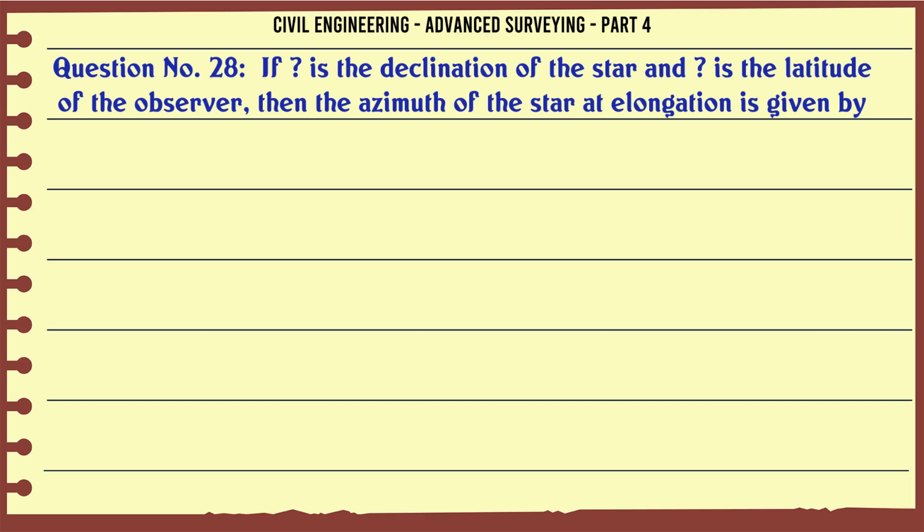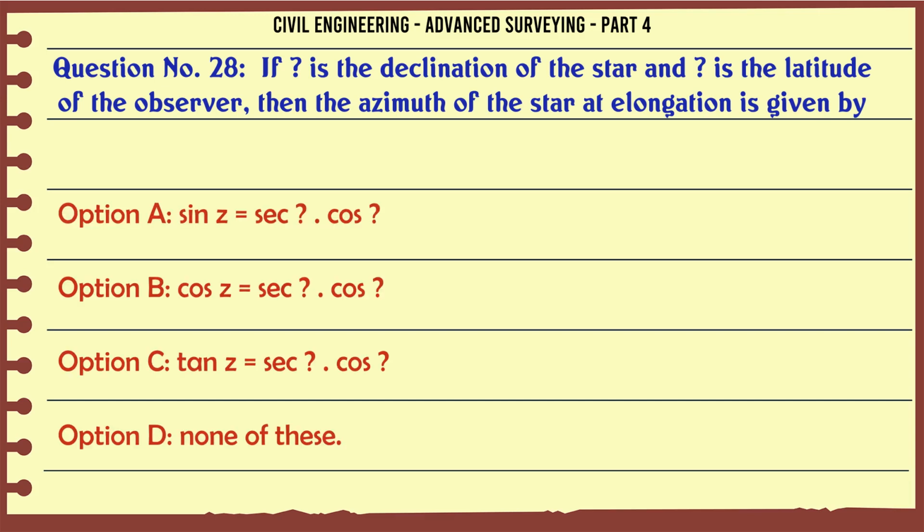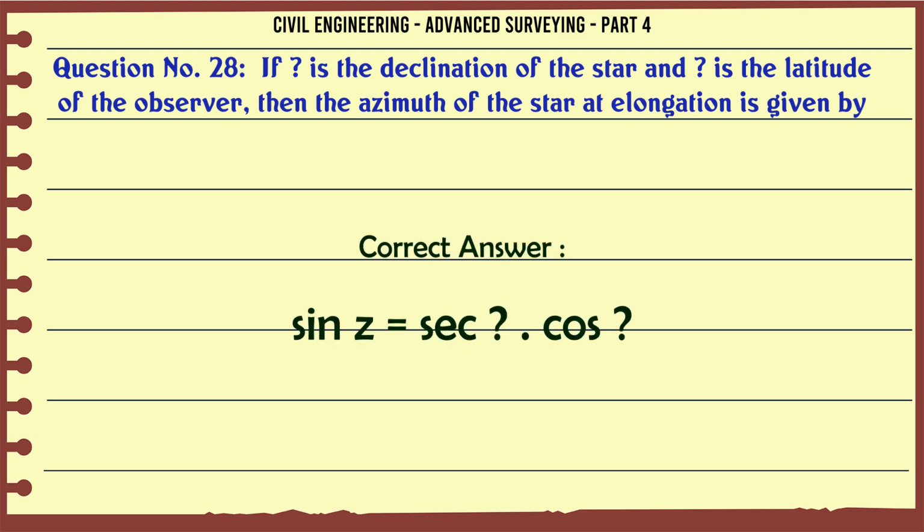If δ is the declination of the star and φ is the latitude of the observer, then the azimuth of the star at elongation is given by: A. sin Z = sec φ cos δ. B. cos Z = sec φ cos δ. C. tan Z = sec φ cos δ. D. None of these. The correct answer is sin Z = sec φ cos δ.